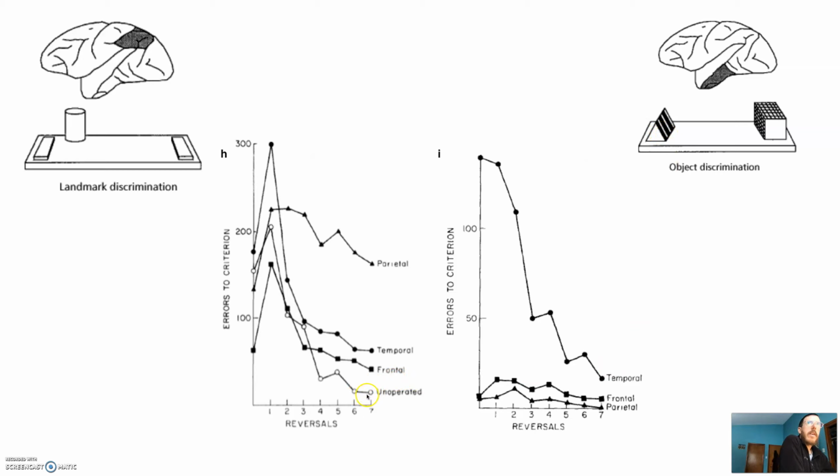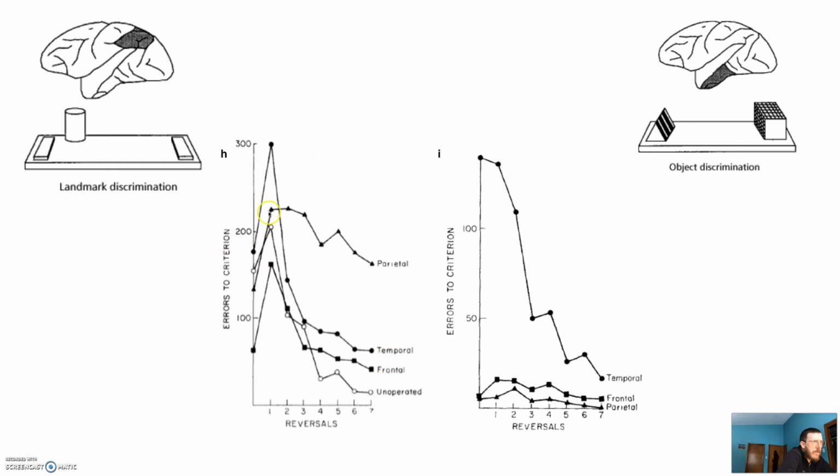What you can see here in an unoperated monkey is that originally they make a bunch of errors as they learn which location has the food, and then they eventually learn. Then they reverse it, and they immediately get worse because they check back in the old location. But after the next reversal and the next and the next, they get better and better. They make fewer and fewer errors after the reversals. So in theory, they're learning to associate these landmarks with particular locations in the world where they can get food. If you damage the temporal or the frontal lobe, their behavior stays quite similar.